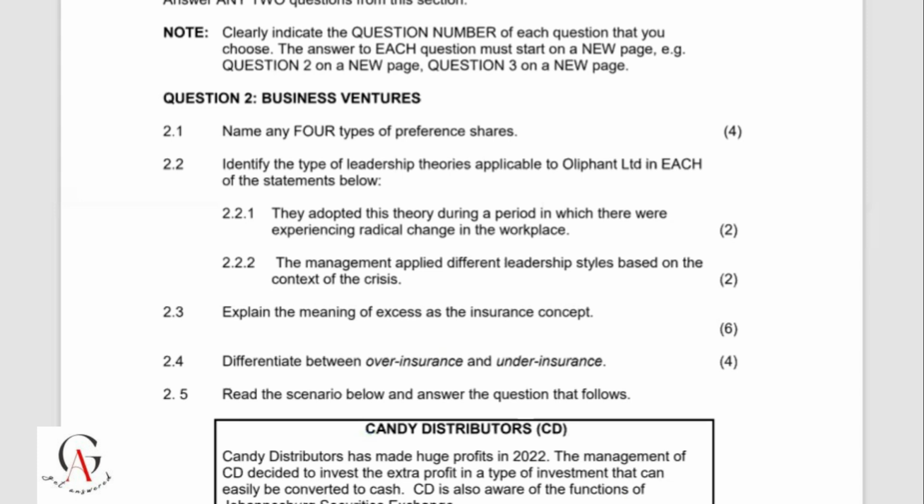Okay, right. So now let's check 2.1 in particular. Name any four types of preference shares. We have many types of preference shares, and you must know that when you talk of preference shares, we are referring to which type of shareholding. If you still remember, in a business we have different types of shareholding. So preference shares refer to that part of our business ownership where the investor has invested a large sum of money.